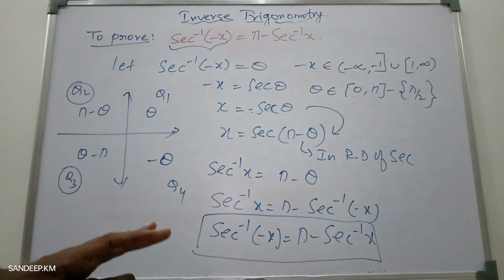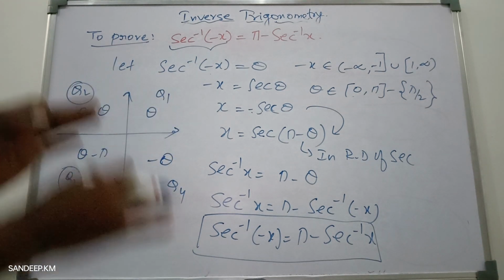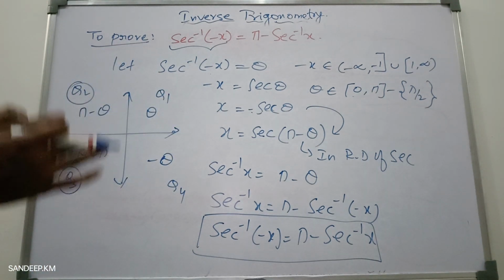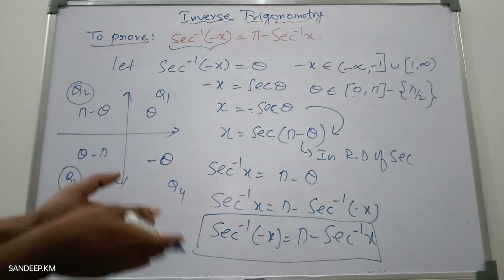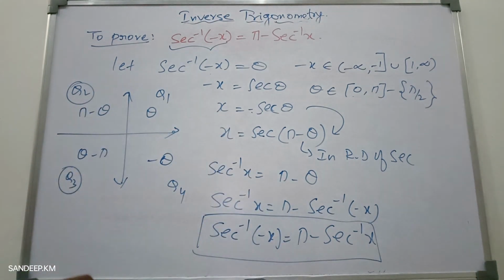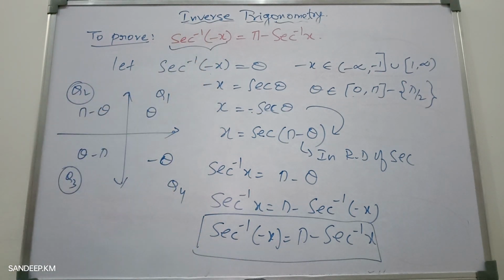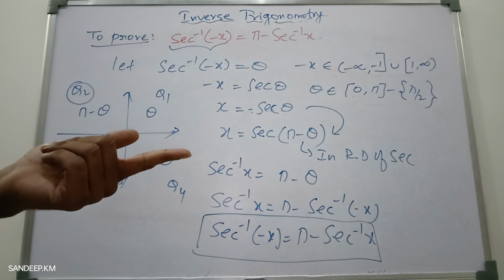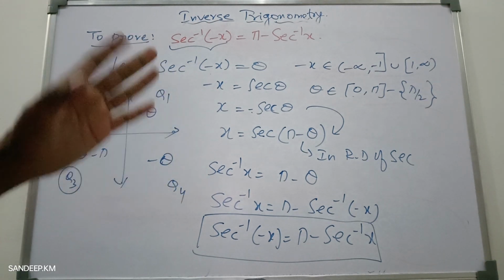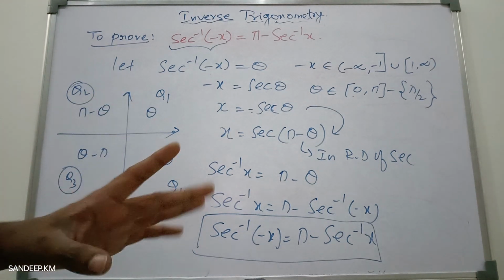That is how I have proved cosecant inverse of minus x is equal to minus cosecant inverse of x. In the same way, you can prove that sin inverse of minus x is equal to minus sin inverse of x, and tan inverse of minus x is equal to minus tan inverse of x. Similarly, if you understand this proof of secant inverse of minus x, you will automatically prove what cos inverse of minus x and cot inverse of minus x are.